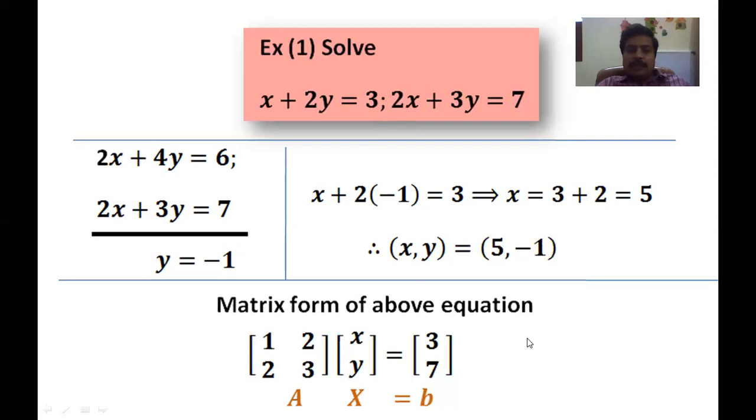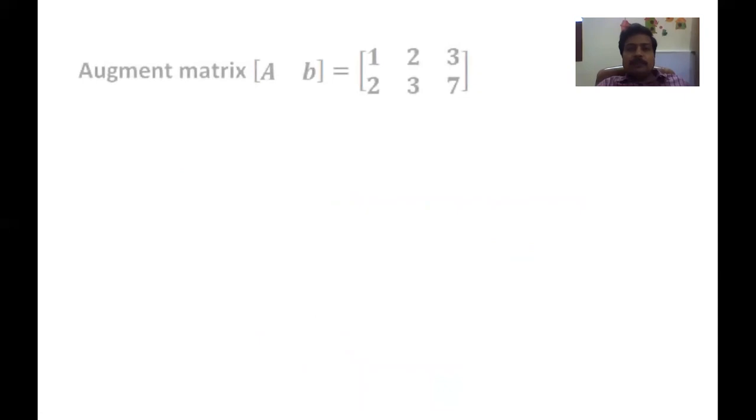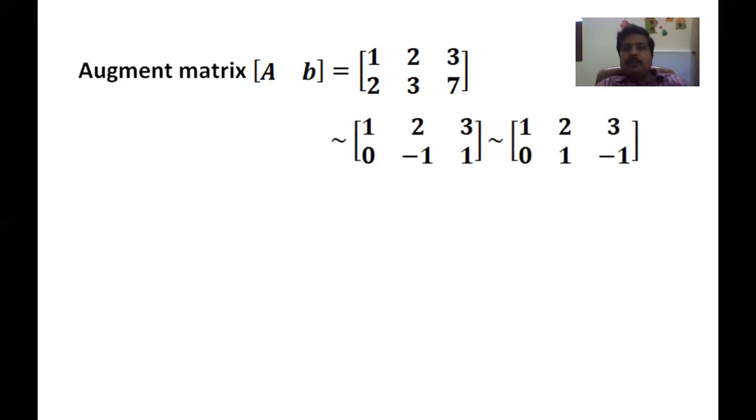To solve this equation in matrix form, we need the augmented matrix. So we add the vector B to the matrix A. While adding the entries of B to the matrix A, we will get this one. So our augmented matrix AB is equal to 1, 2, 3, 2, 3, 7. We need to reduce it into echelon form to solve the equations using echelon matrices.